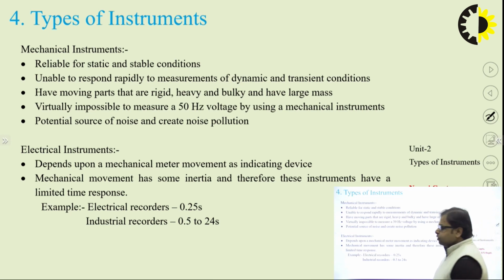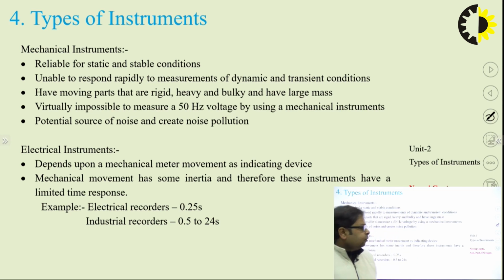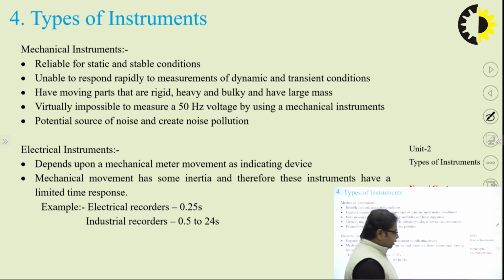Next we consider the types of instruments. The first one is mechanical instruments. Initially, all the instruments that were available to us for measurements were mechanical in nature. Mechanical instruments are reliable for static and stable conditions where no vibrations or dampings are there in the systems. That means the variations are very less. The problem with mechanical instruments was that they were unable to respond rapidly for measurement of dynamic and transient conditions, where rapid variations are there in inputs. In those cases, their response time was quite a bit lesser.